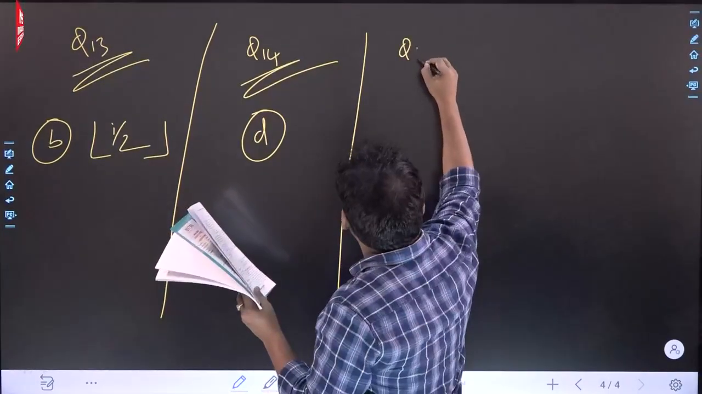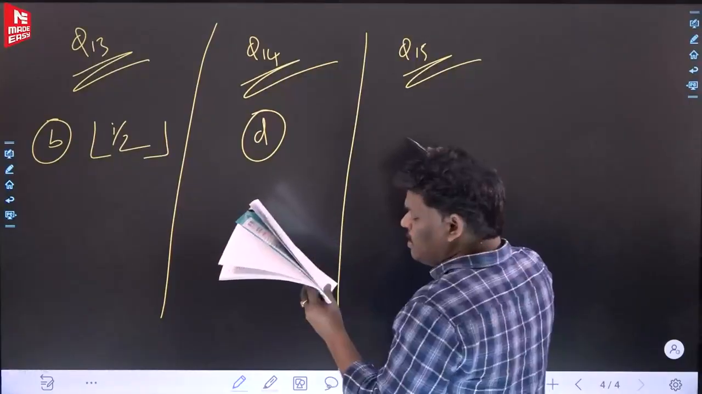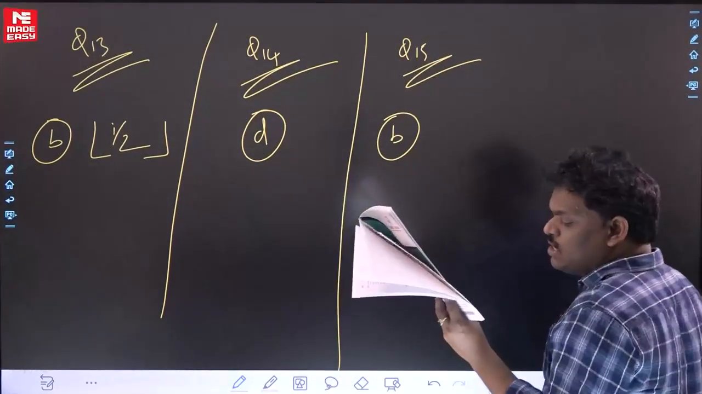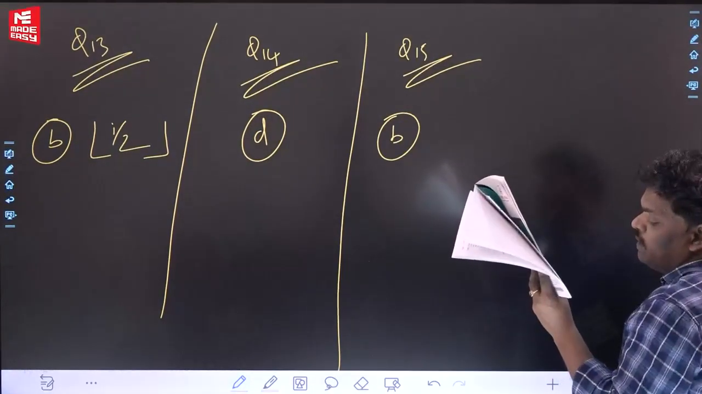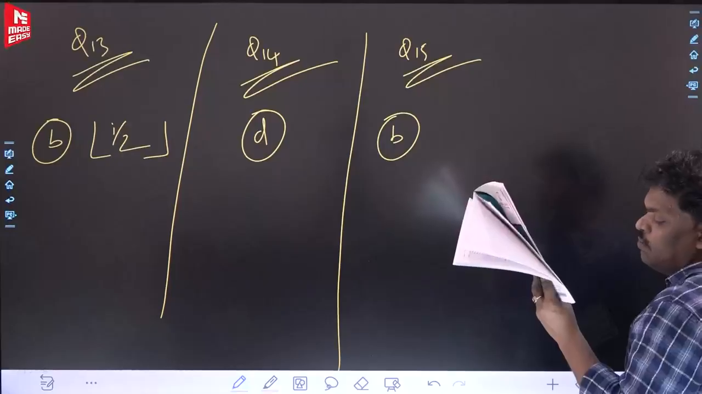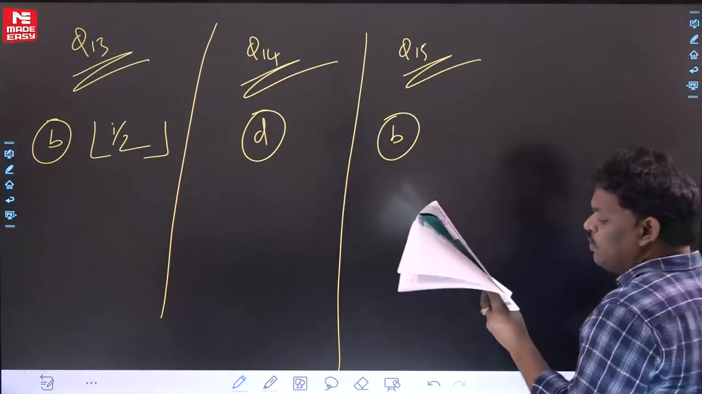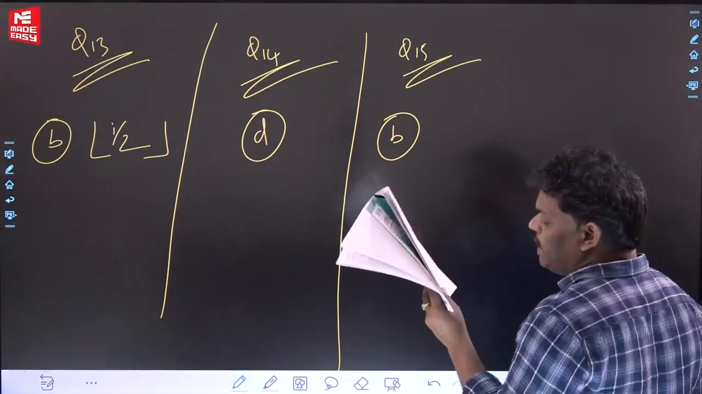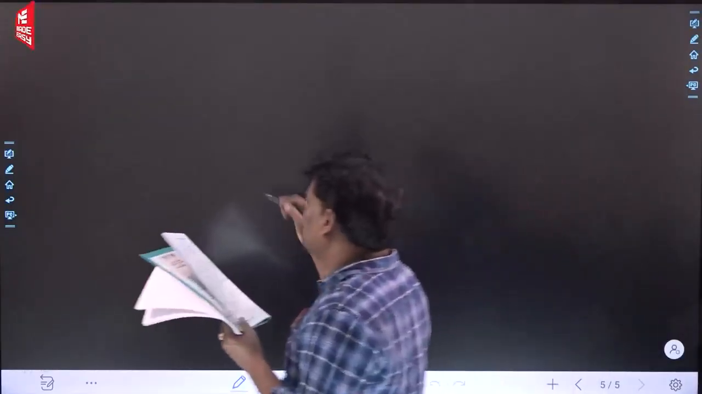Question number 15. What is that one? Minimum element in the max heap. What is the answer? Order of n, B. Minimum element is not meant for a max heap. Minimum element is meant for a min heap. But here you want the minimum in a max heap. Still possible: one scan is required. The answer is going to be option B. Question number 15, the answer is B. Next, go to question number 16.